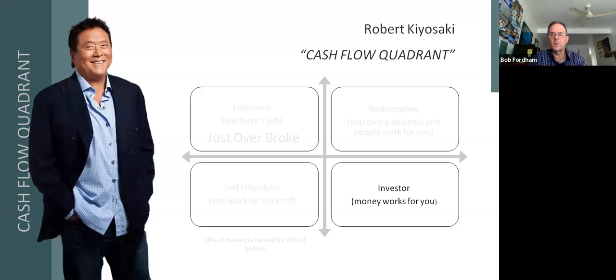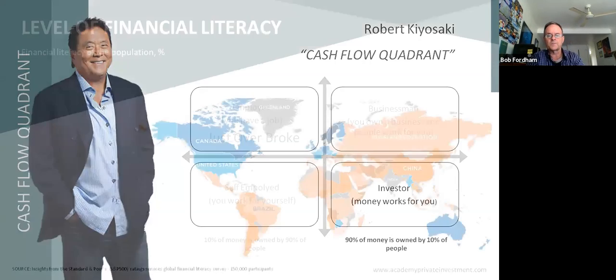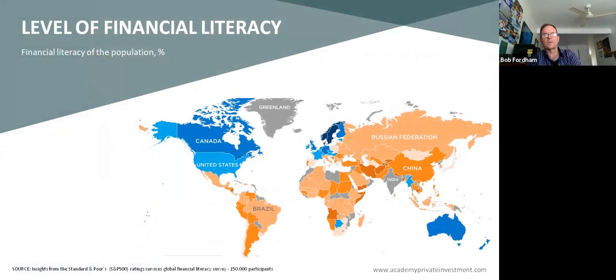And this is where the Academy of the Private Investor wishes you to be. And this is where the 90% of the money is owned by 10% of the people. And we want to change these ratios and share the wealth.